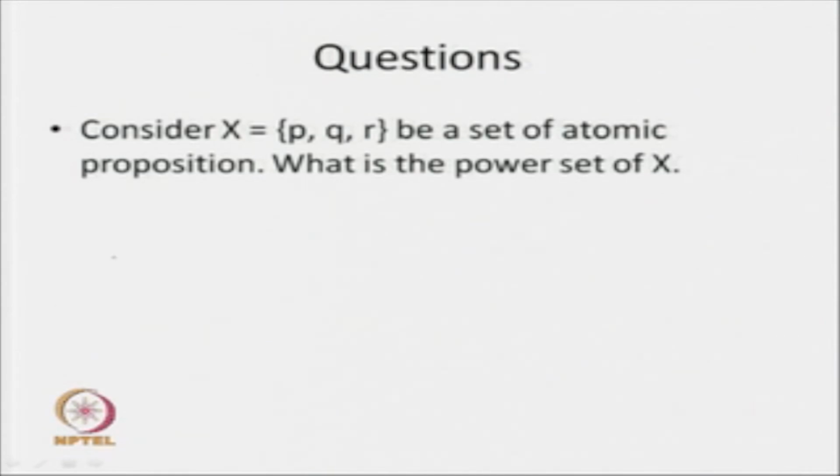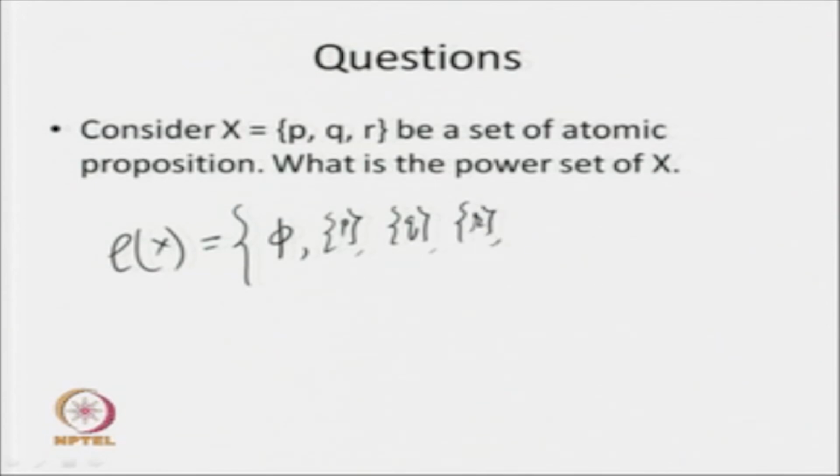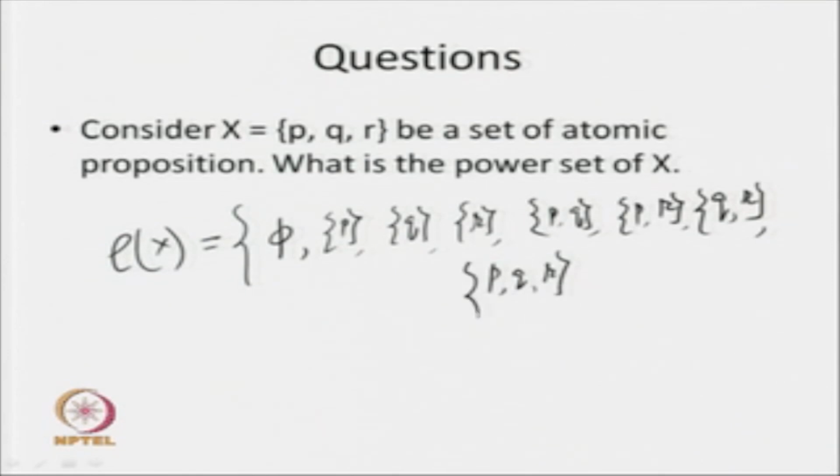Now, if X is p, q, r, then the power set of X will have how many elements? I think you know very well that we have 8 elements. One is the null set, then only p, only q, only r, or maybe p q, p r, or q r, and the complete set p q r. So, this is the power set of X: 1, 2, 3, 4, 5, 6, 7, 8. These are all the possible combinations, and we say that this is the power set of X.